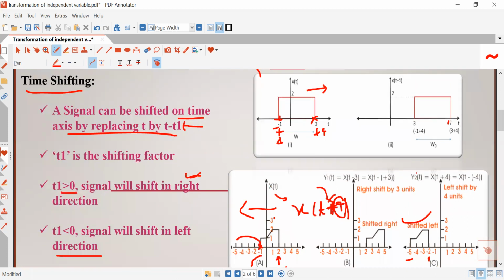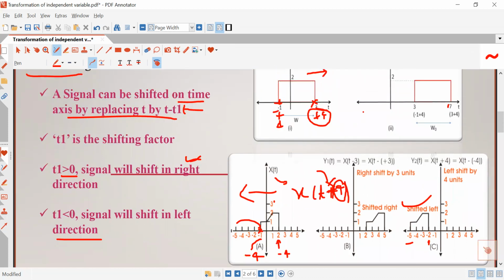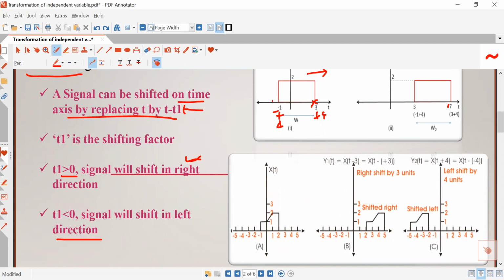If you are shifting the signal in the right direction, then you have to add plus sign in its coordinate, which is existing on the time axis. So you must remember this. I am going to make it clear through one more example.